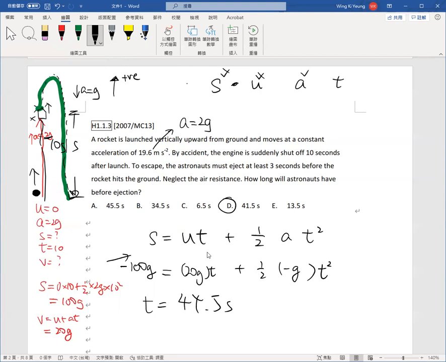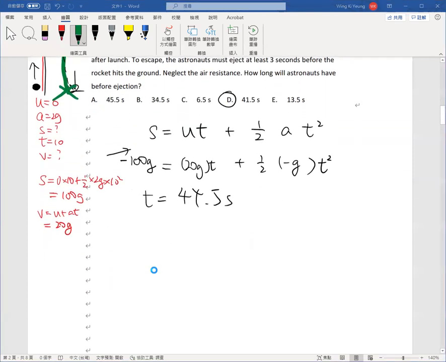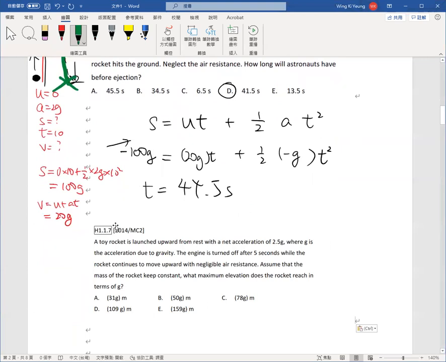Not minus 10, because it's after ejection. After ejection, it's starting from this point to the end point. How much time will the astronaut have after being ejected, just 3 seconds before he hits the ground? When you go back, after this lesson, you need to do this one. It's a very similar question, you can see the scenarios are almost the same. So you do it by yourself at home, and then we are going to look at another question.